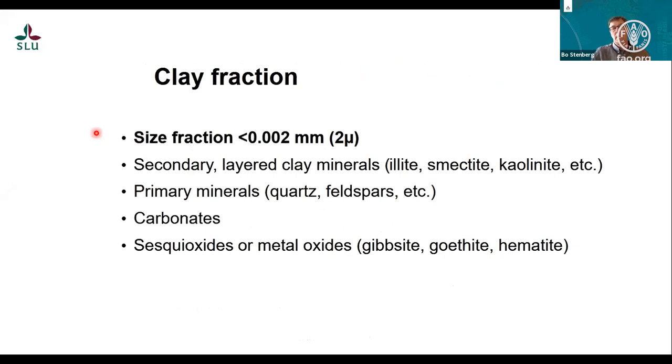And that could be, and to a large extent is, secondary layered clay minerals like illite, smectite, montmorillonite, kaolinite, vermiculite, and whatever. But it could also be primary minerals like quartz and feldspar, but those would primarily turn up in the silt and sand fractions. There are some soils very rich in carbonates, and that will turn up in the clay fraction. In old weathered tropical soils, you would find these red or yellow soils with lots of goethite and hematite, for example. Then you have the sesquioxides or metal oxides, which are of course small and will turn up in the clay fraction. So it could be different things that turn up in the clay fraction.